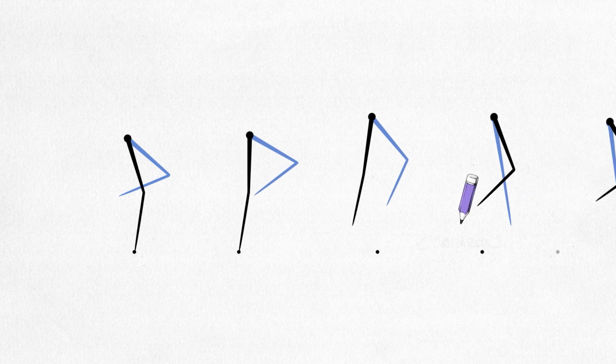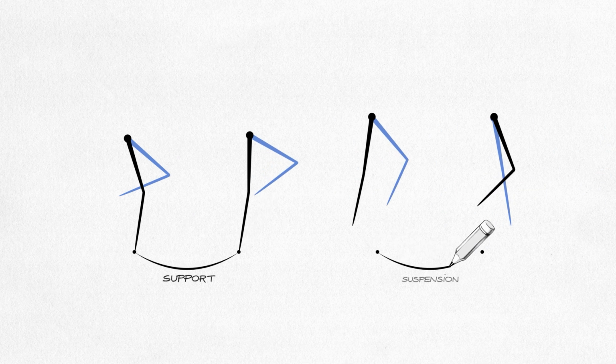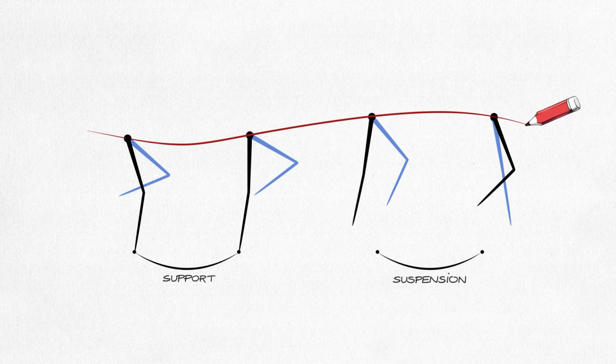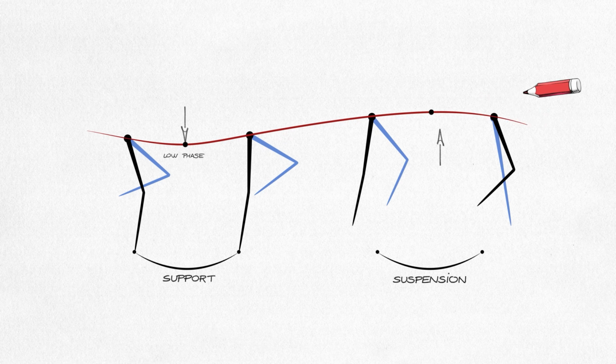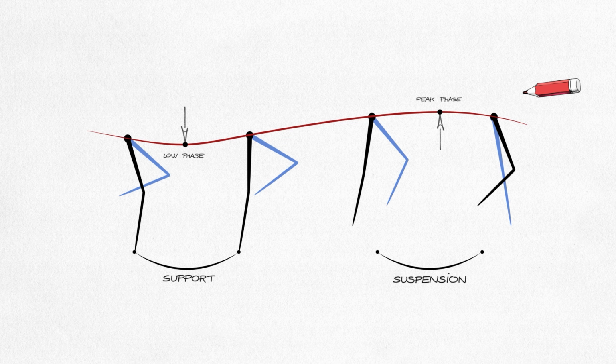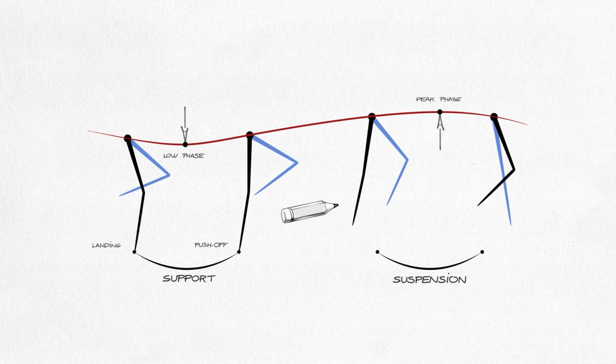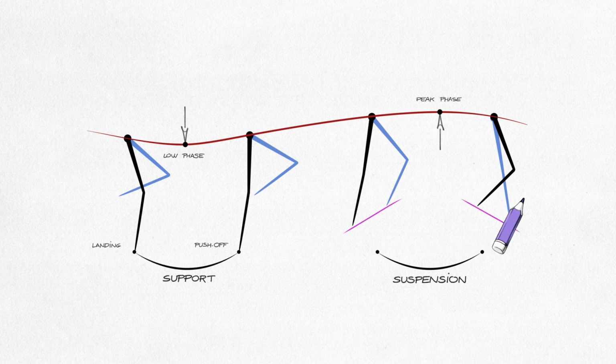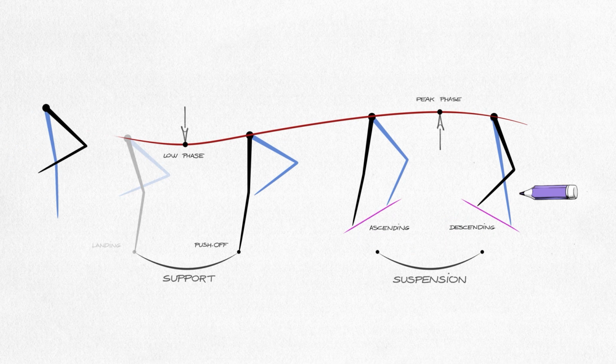The second model features 2 support poses and 2 suspension. The high and low phases are absent from the main poses, but they reappear in the interpolation, meaning the in-between poses needed to obtain the correct cycle duration. As the main suspension poses precede and follow the high phase, the first is in an ascending position, the second in a descending position.